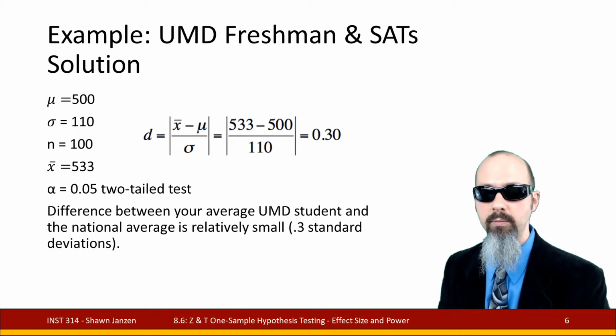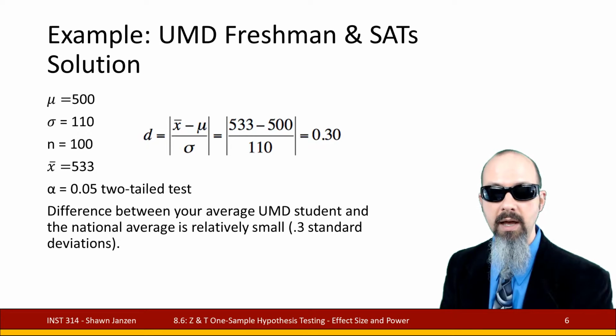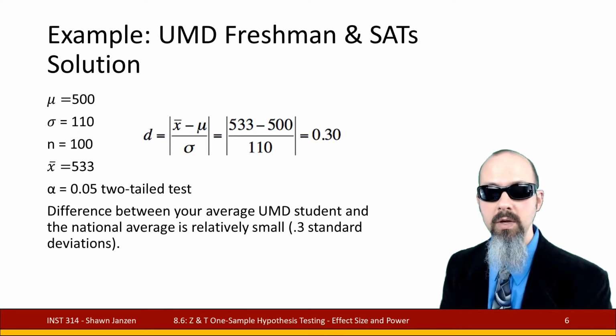When I put it out, I get a d score equal to 0.3, and that is the difference between the average University of Maryland student and the national average. This is relatively small, 0.3 standard deviations. This is a measure in standard deviations from that mean. Now, small was 0.2, medium was 0.5. It's relatively closer to small, which is why I said this is small.